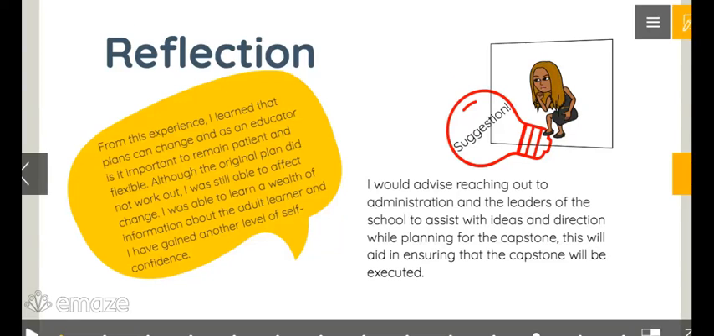As a suggestion to anyone who has a plan to implement a similar project, I would advise reaching out to administration and the leaders at the school to assist with ideas and direction while planning for the capstone. This will aid in ensuring that the capstone will be executed and fulfilled. Although the plan became questionable, I was happy that I was able to do what I could.